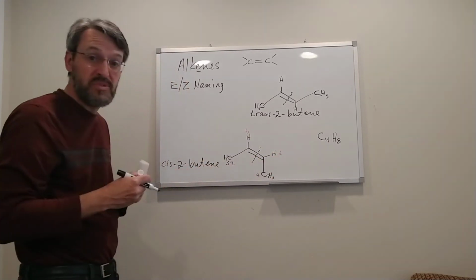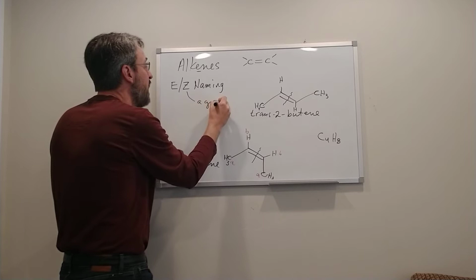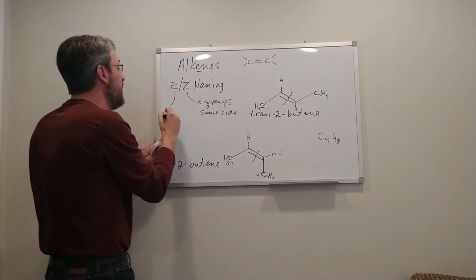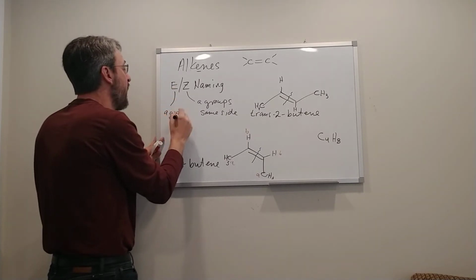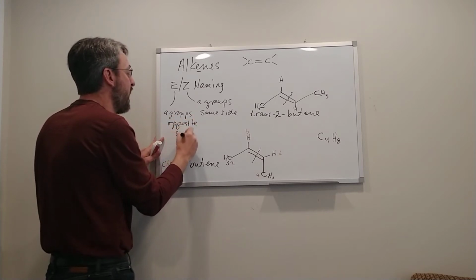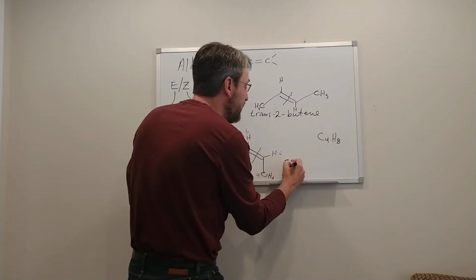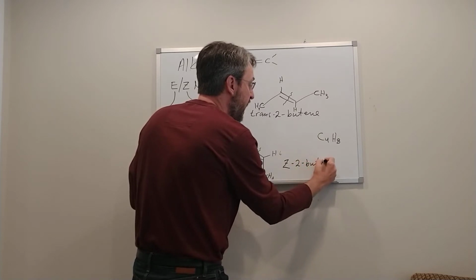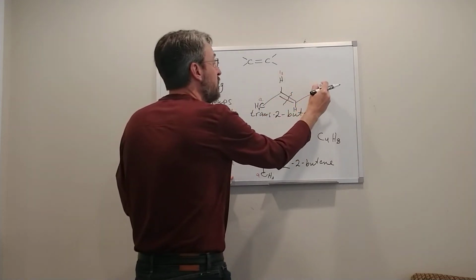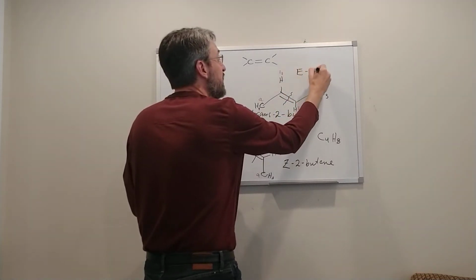So if the A groups are on the same side, that is Z. E is A groups opposite. So the IUPAC, the technically correct name for this one would be Z-2-butene. And up here, again, carbon is A, hydrogen's B. Here, carbon is A, hydrogen is B. So this one would be E-2-butene.